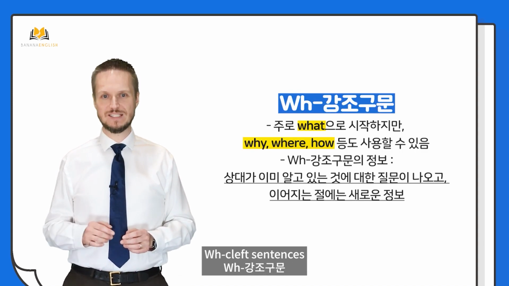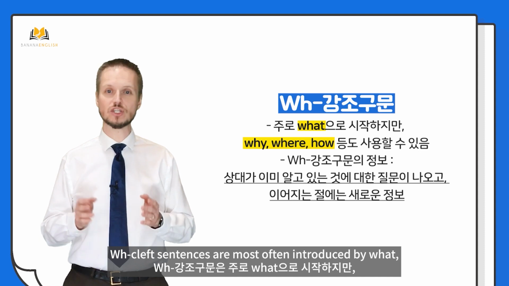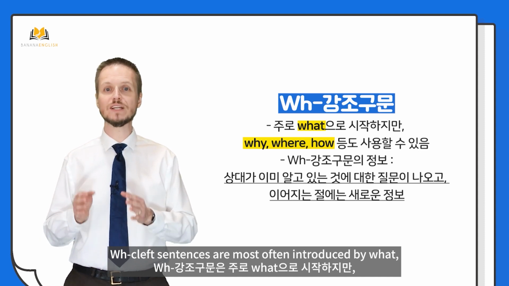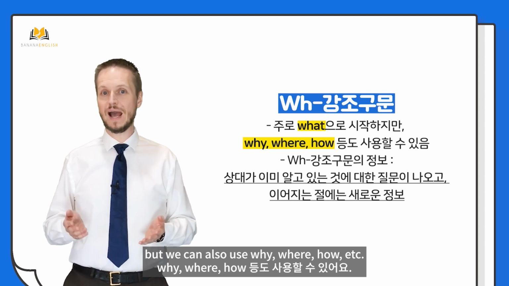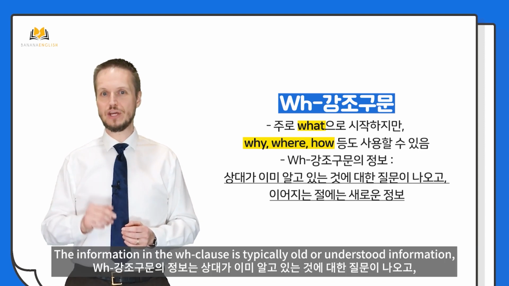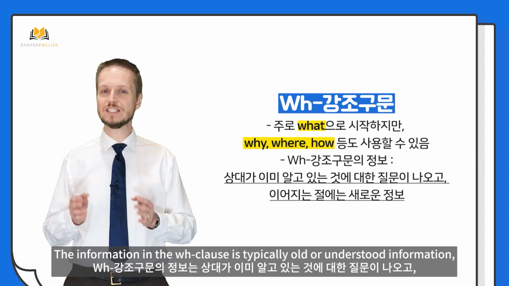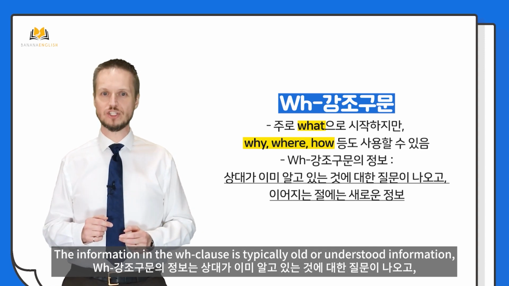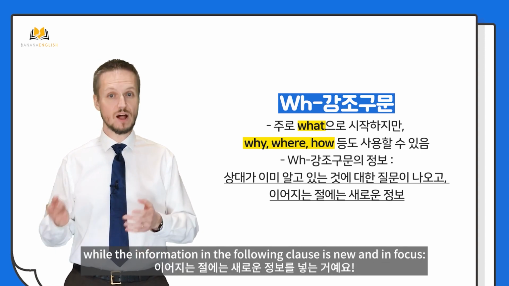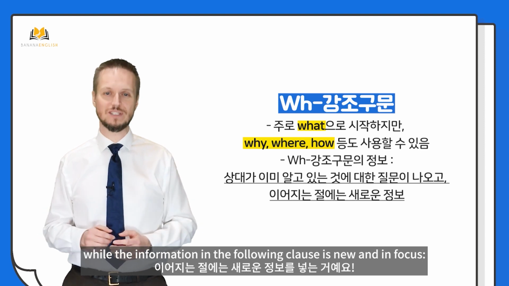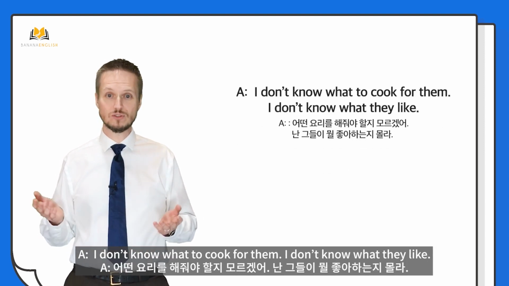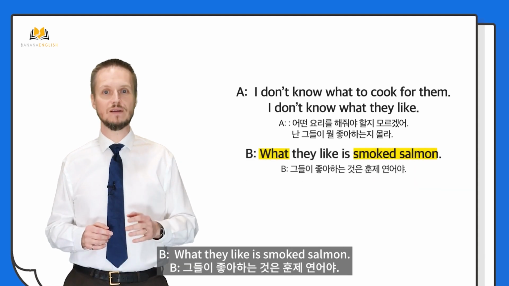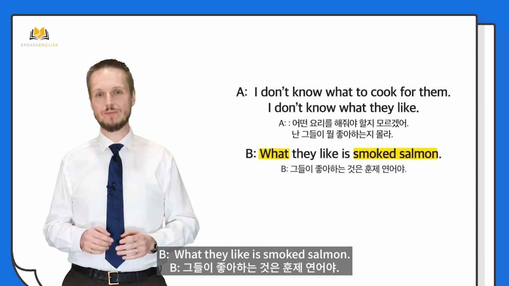WH cleft sentences. WH cleft sentences are most often introduced by what, but we can also use why, where, how, etc. The information in the WH clause is typically old or understood information, while the information in the following clause is new and in focus. A. I don't know what to cook for them. I don't know what they like. B. What they like is smoked salmon.